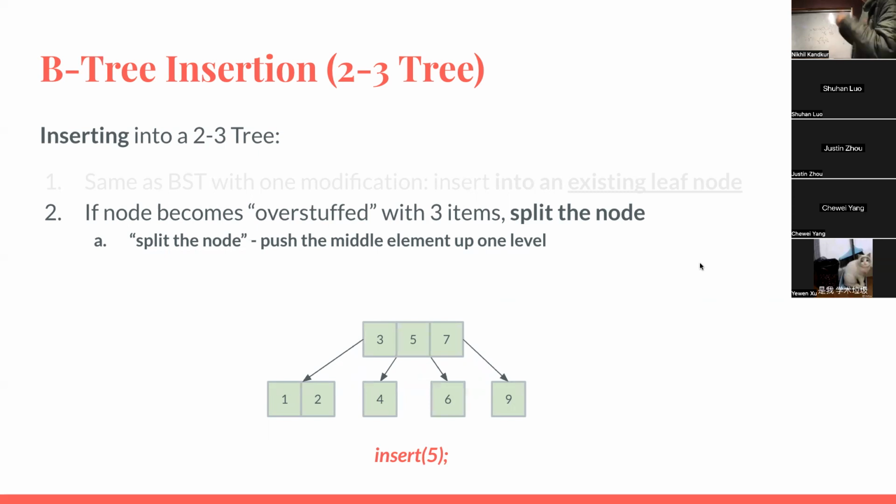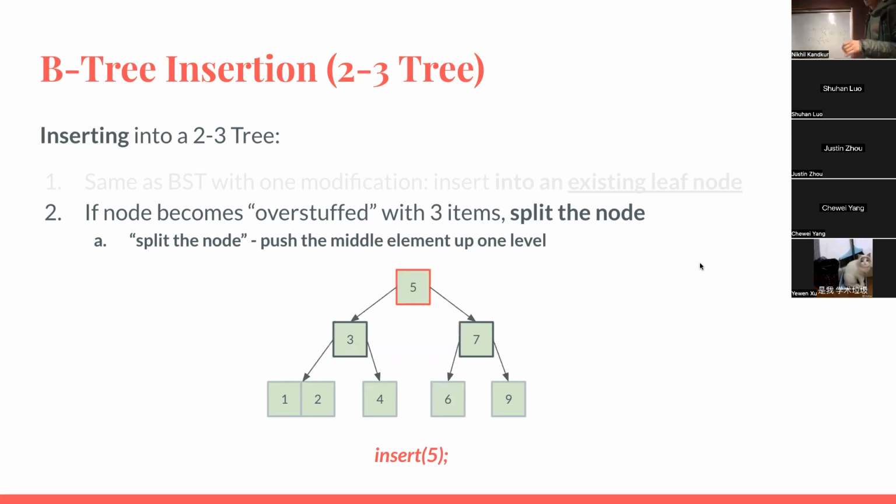And then once that's done, we see the root has 4 children, that's not allowed. But we also see the root node has 3 items in its node, right? That's not allowed. So once again, we do the same thing. We take the middle item, and then we split it up and shoot it up to the parent level. In this case, 5 becomes the new root, and then 3 becomes its left child, and 7 becomes its right child. Any questions regarding this process?